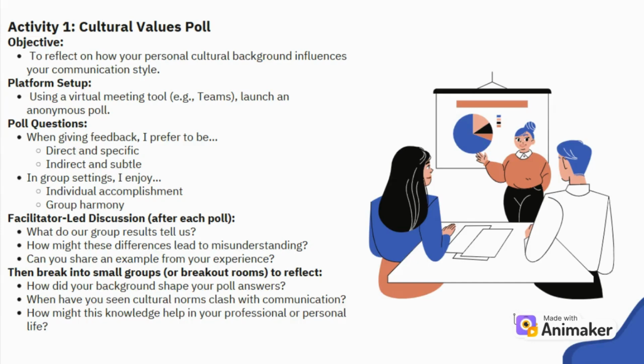Activity 1. Cultural Values Poll. Objective: to reflect on how your personal cultural background influences your communication style. Platform setup. Using a virtual meeting tool, e.g., Teams, launch an anonymous poll. Poll questions. When giving feedback, I prefer to be direct and specific, indirect and subtle. In group settings, I enjoy individual accomplishment, group harmony.